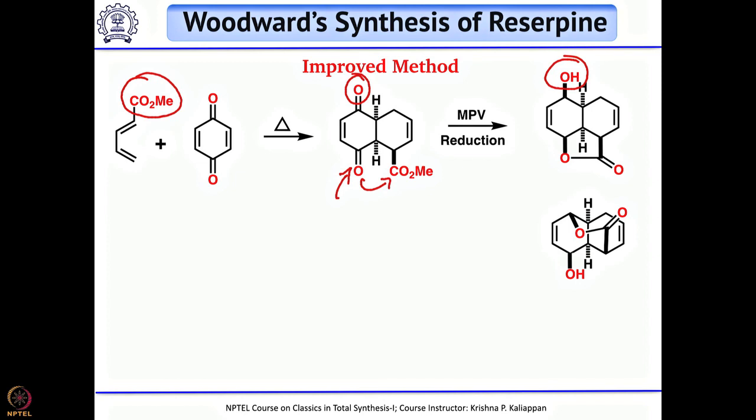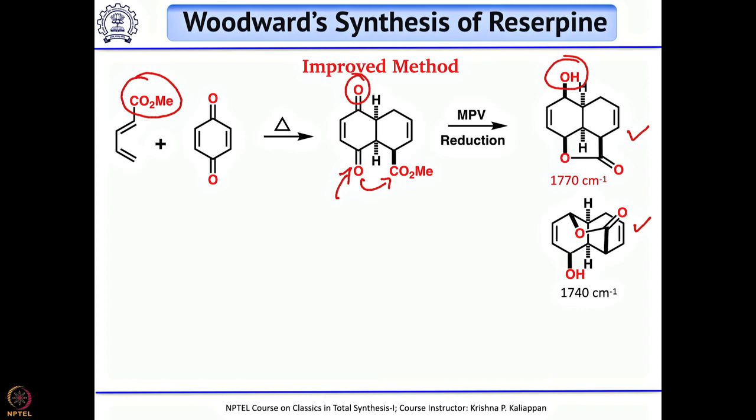But the problem is, how do you know you got only the 5-membered lactone and not the 6-membered lactone? In those days, you can use IR, where the 5-membered lactone will come and where the 6-membered lactone will come. For the 5-membered lactone you get a very strong peak around 1770, whereas for the 6-membered it is between 1730 and 1740.